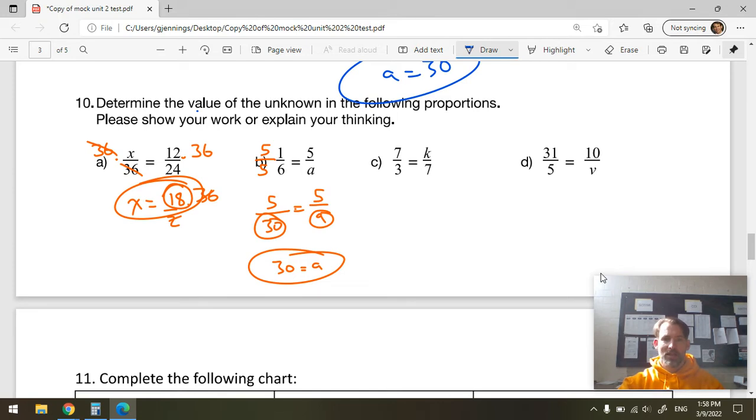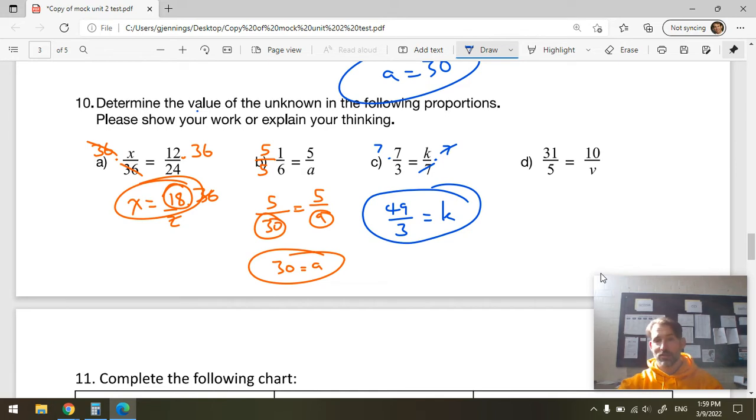This one here: k divided by some number equals 7 over 3. So what I'm going to do is multiply both sides by 7. And then this 7 cancels that 7. 7 times 7 is 49. So 49 divided by 3 is equal to k. That was what I was asked to find, k. And there it is. That's the answer.